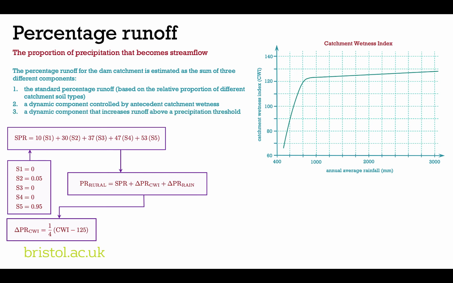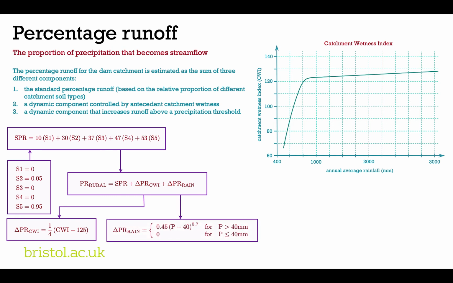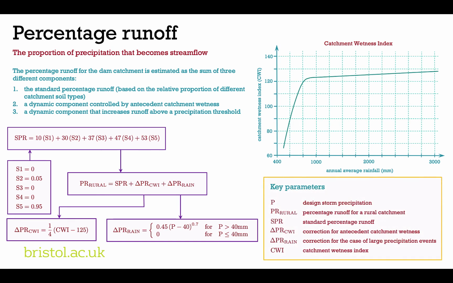And then thirdly, there's another dynamic component that increases runoff when you get above a certain precipitation threshold. And that's calculated by this simple relationship if your precipitation total is greater than 40 millimeters. So to apply this technique and estimate the percentage runoff, you need a small number of additional parameters to find in order to do the calculation of what your percentage runoff would be.